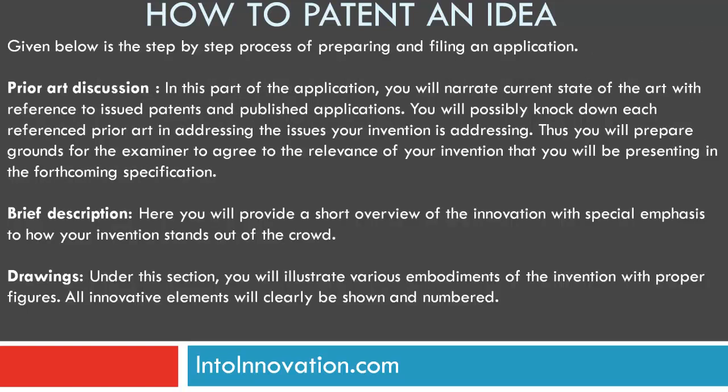Given below is the step-by-step process of preparing and filing an application. Prior art discussion. In this part of the application, you will narrate the current state of the art with reference to issued patents and published applications. You will possibly note down each referenced prior art in addressing the issues your invention is addressing. Thus you will prepare grounds for the examiner to agree to the relevance of your invention that you will be presenting in the forthcoming specification.